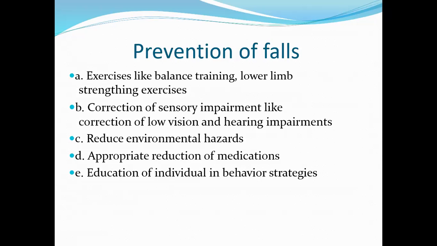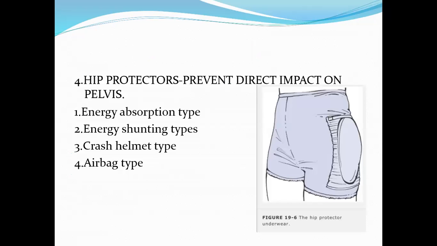Education of the individual in behavior strategy: how to behave, how to control your behavior. Likewise, these are the measures to be performed for the prevention of falls. Then hip protectors are to be given, so that when you fall on the hip, your hip is protected, and there is no direct impact on the pelvic injury. There is the energy absorption type, the energy shunting type, the crash helmet type, and the airbag type. Likewise, various precautions or devices can be utilized for protecting the hip.